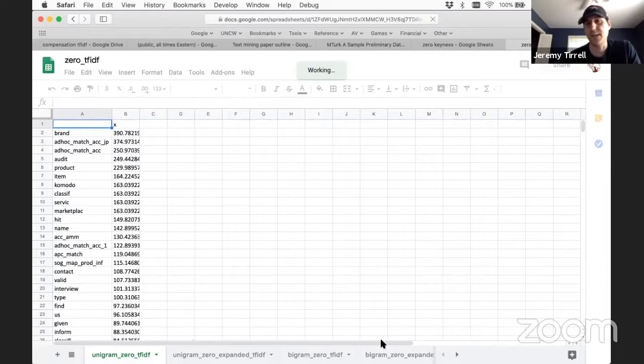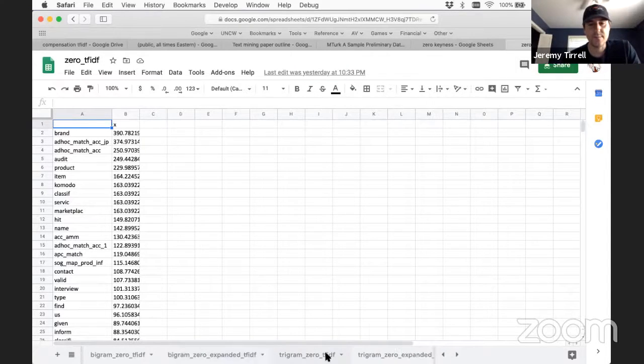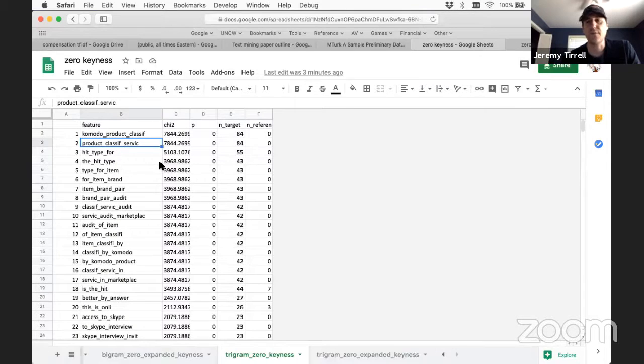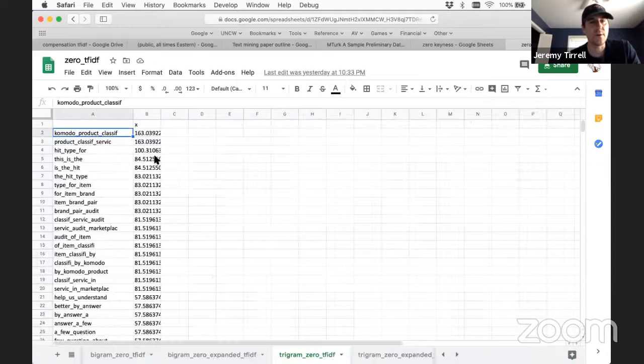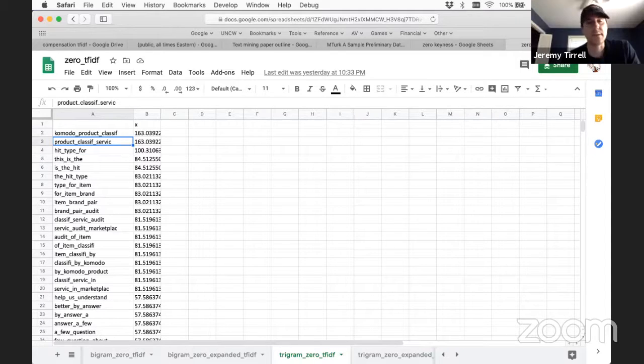So it's the same setup, and that's why I made the diagram fit this. If we look at the same one, I think it was trigram 0, not expanded, you can see there's some similarity there, right? The first two are this product classification service, Komodo product classification. Still a tie. Yeah, and it's an exact tie, probably because they're in the same hit. That's what it's showing us there.